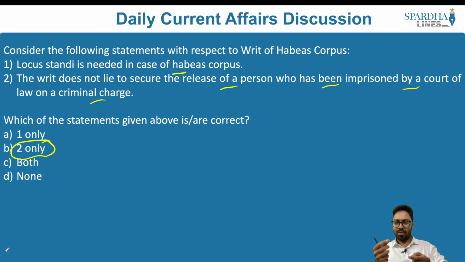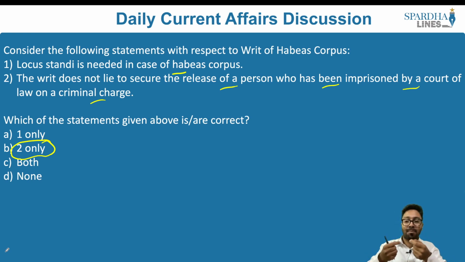So there is a violation of a procedure. I would not be able to speak for myself because I'm behind the prisons. So I can ask my parent, my sister, my friend, anyone who is associated with me directly to file a writ. Even though I am supposed to do it, that is what is locus standi.